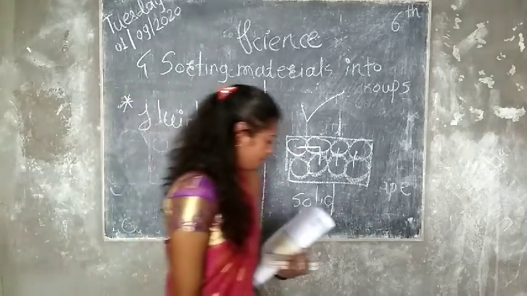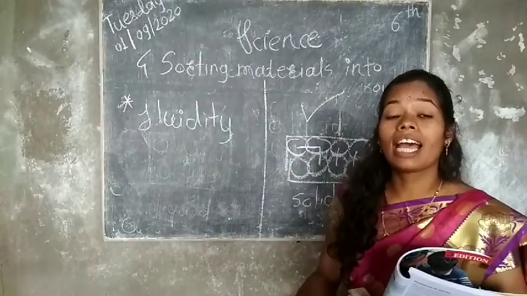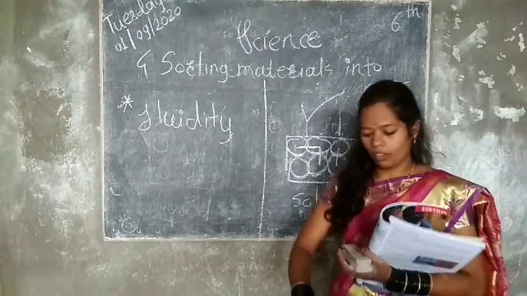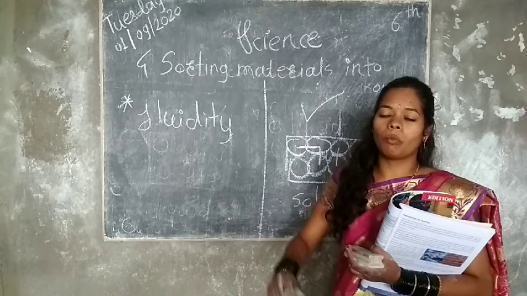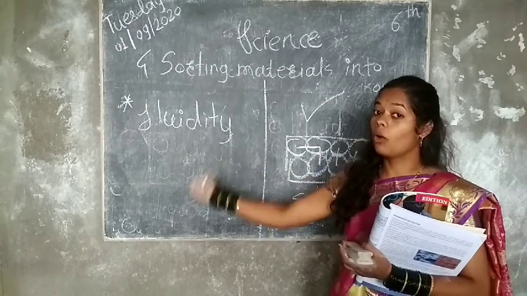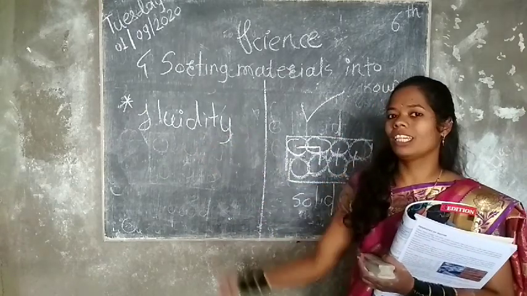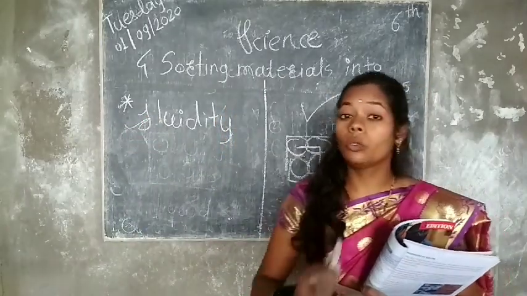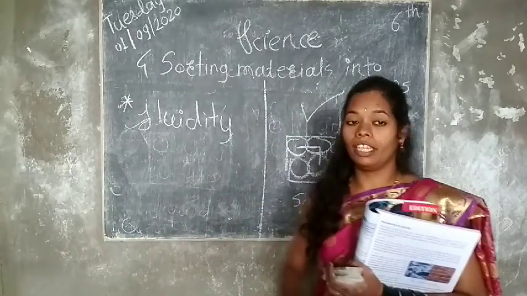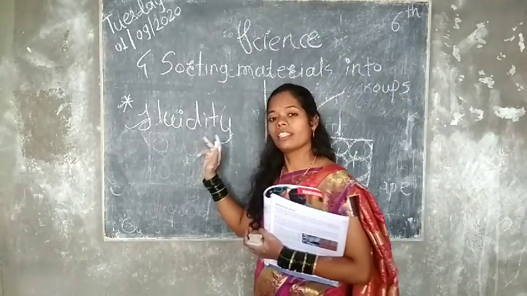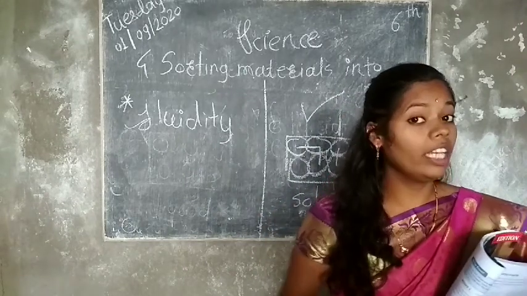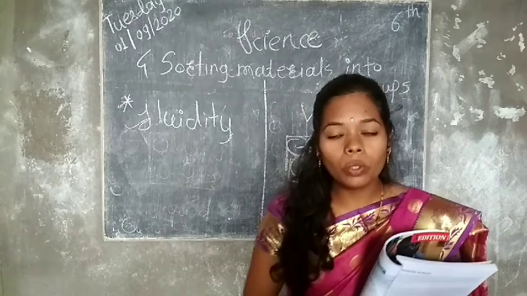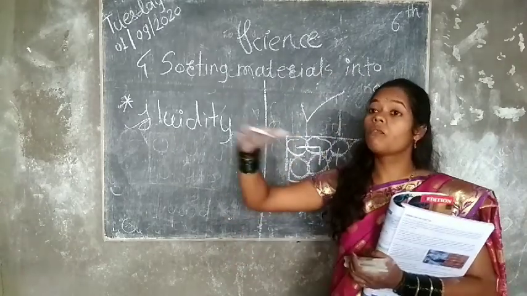What is fluidity? The liquid has the capacity to flow. As you know, if you pour some water on your tile, it will flow, and this flow quality of liquid is called fluidity. Solids don't have fluidity, but liquids have fluidity. Water, oil, petrol, they have fluidity. Is that clear to you? Fluidity means to flow.